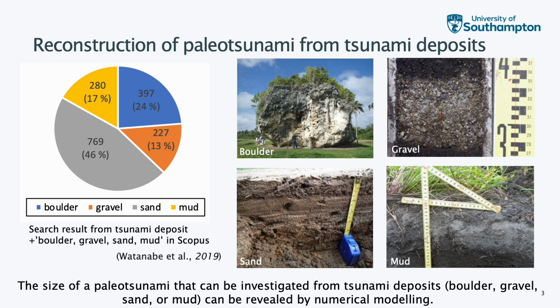For the reconstruction of paleo-tsunami from tsunami deposits, the numerical modeling of sediment transport by a tsunami is also important. As you may know, tsunami deposits are defined as boulder, gravel, sand, or mud sediments deposited by paleo-tsunami. In 2019, I investigated all tsunami deposit data so far. As a result, 46% of reported tsunami deposits were sand sediments, and 70%, 24%, and 30% of reported tsunami deposits were mud sediments, boulder, and gravel sediments.